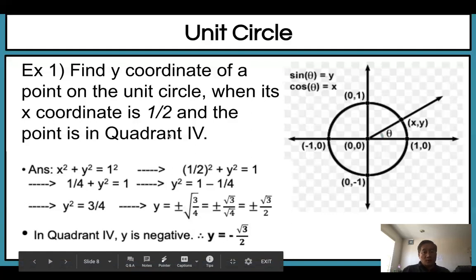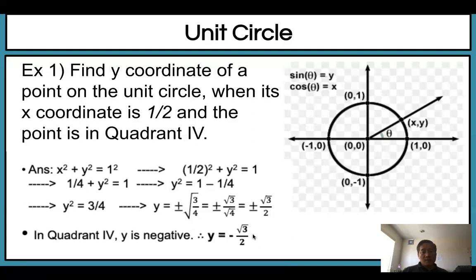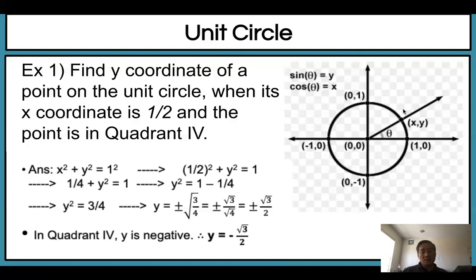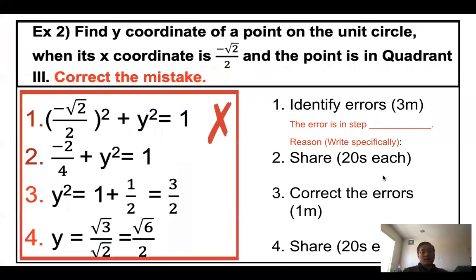So in the unit circle, to find out the other coordinate, what should we remember? The plus minus sign in each quadrant, right? So you know each quadrant, quadrant 1 here, quadrant 2, quadrant 3, quadrant 4. Quadrant 1, everything is positive. Quadrant 2, x is negative, but y is positive. Quadrant 3, x negative, y negative, everything is negative, right? And quadrant 4, x is positive, y is negative.